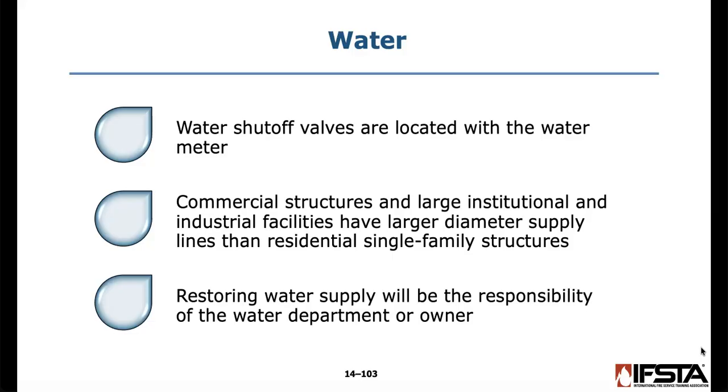Okay. So commercial structures and large institutional and industrial facilities have larger diameter supply lines than residential ones. So you're going to want to know how you shut those off. And then restoring water supply will be the responsibility of the water department or the building owner. And like I said, we call them in. We get a responsible party that'll come to the command post. We'll let them know, hey, the fire's out, we're giving the building back over to you. Here's the water department, gas department, and here's Edison, and they can help you get your utilities restored.